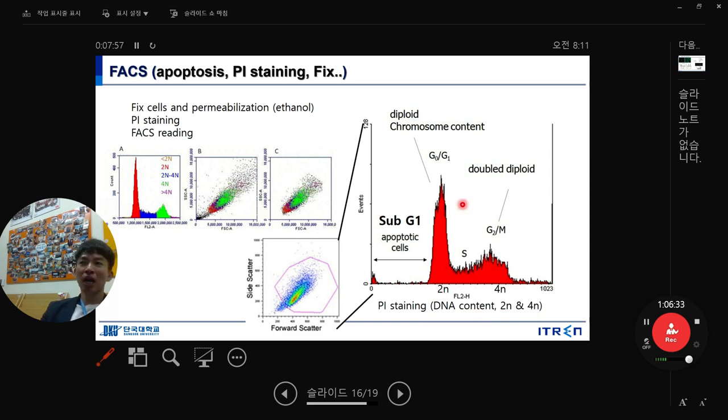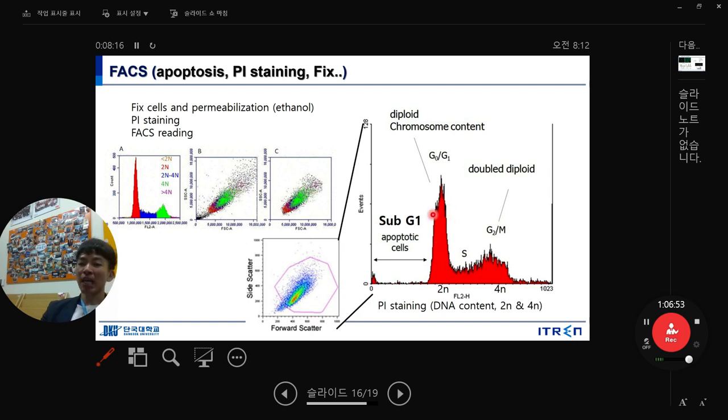So how your cells are fractionated depends on the DNA amount. PI staining can determine the DNA amount of each cell, so you can do a cell cycle study, and then you can see apoptotic cells.